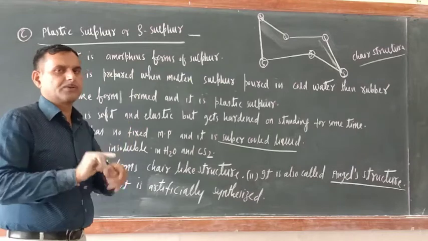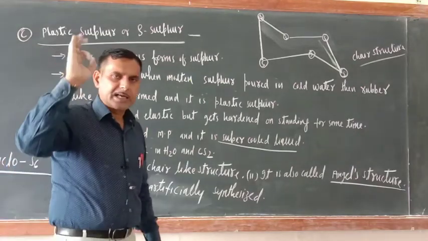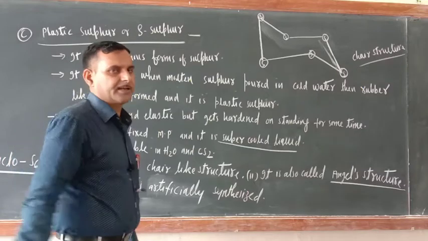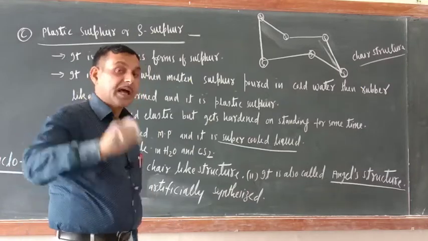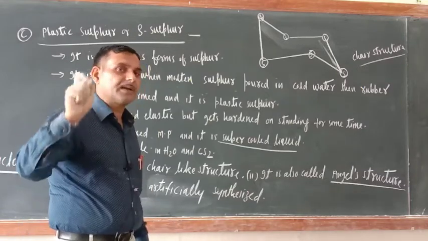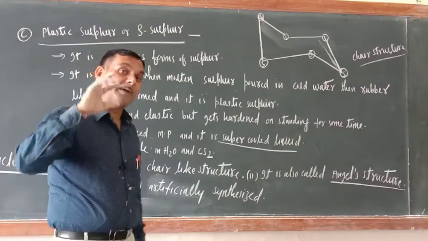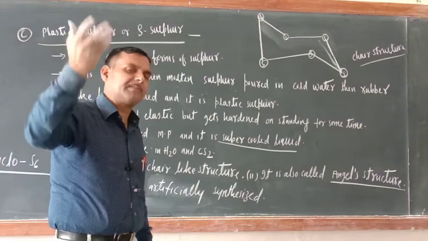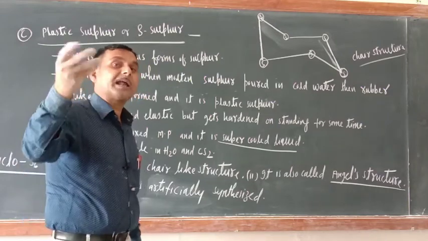Now there is one question, try to understand. Crystalline sulfur, their molecular formula is S8, and the crystalline form of sulfur is diamagnetic, but the vapor form of sulfur, that is formed above 1000 Kelvin temperature, is paramagnetic.